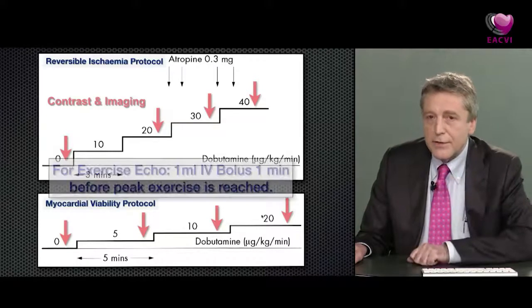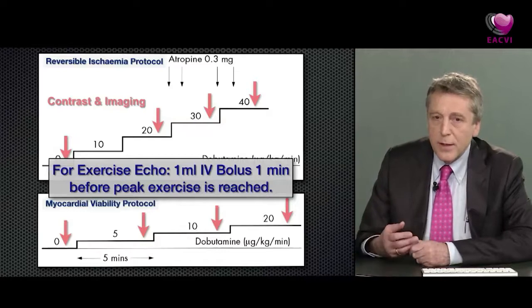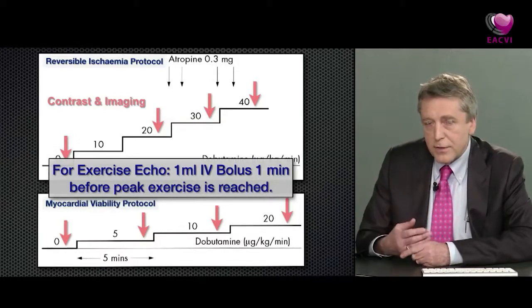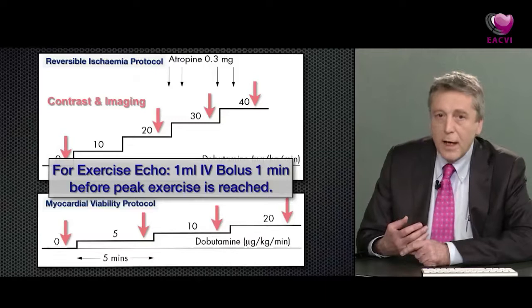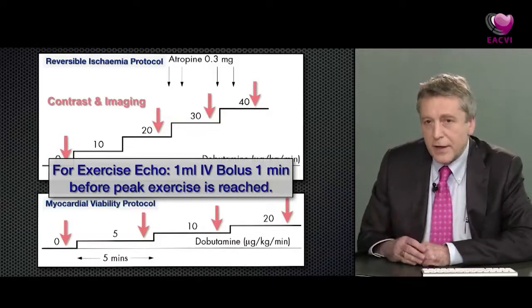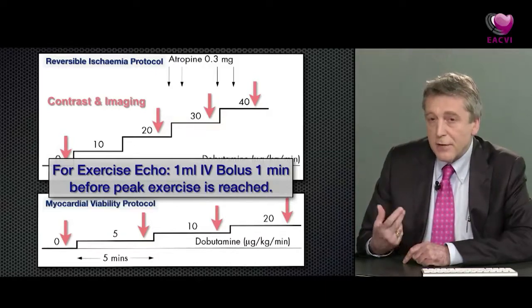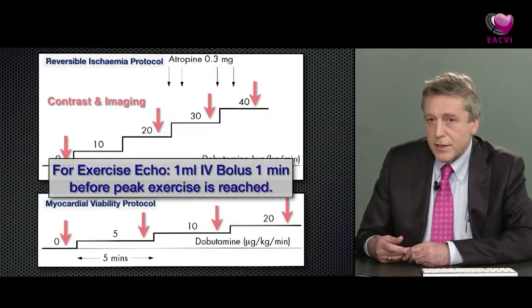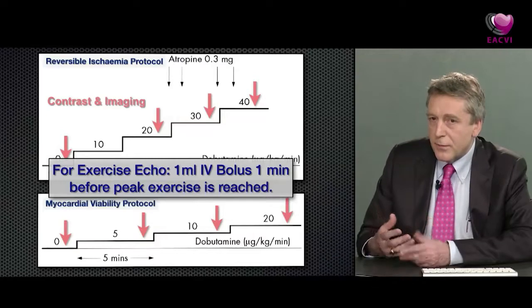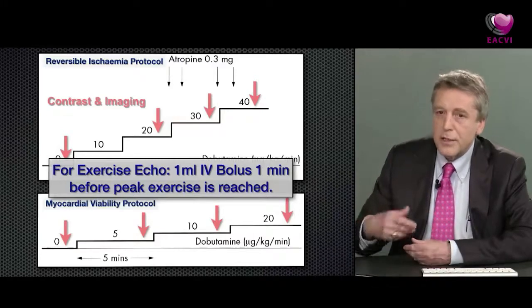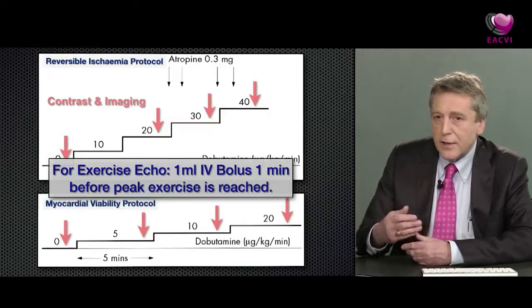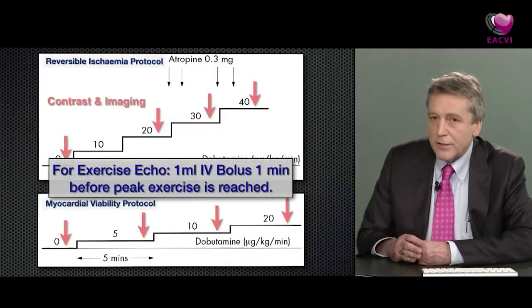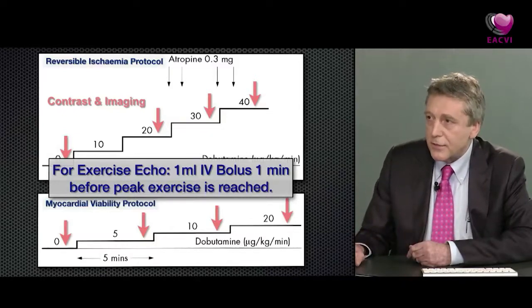Now, if you're doing exercise echo, then you would normally be using a bolus. So you do your bolus injection at baseline as normal. But for peak exercise imaging, what I like to do is to give a 1 ml IV bolus about 1 minute before peak exercise is reached. And then by the time the patient gets off the treadmill or off the bike, onto the couch, lay down, and you've got the imaging in place, then usually the contrast is equilibrated and you can get nice images at peak stress echo.